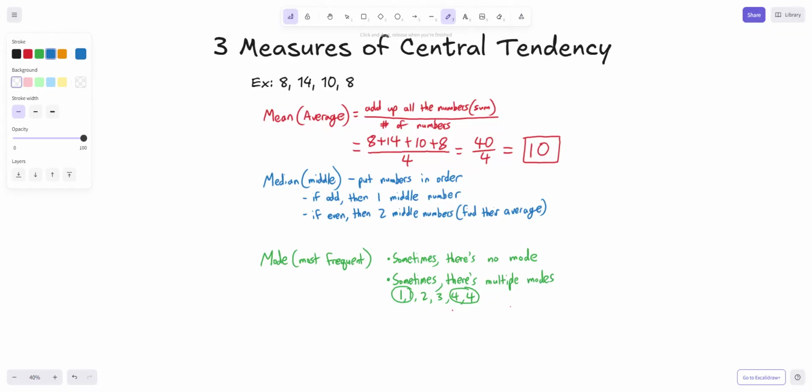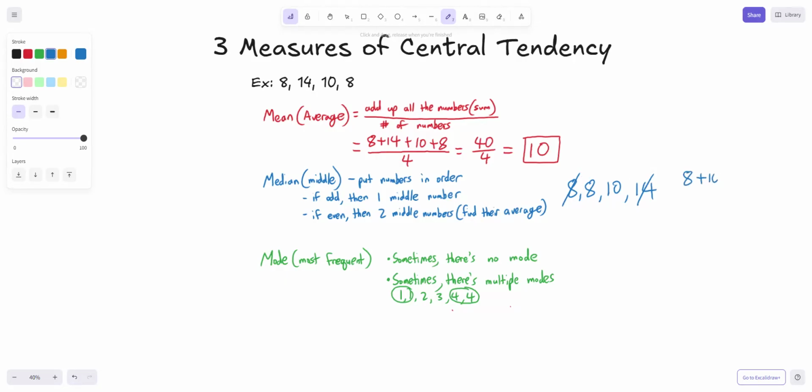Again, first step, put them in number order. So we have 8, 8, 10, and 14. Then I'm going to cross out the smallest and the largest until I have 1 or 2 middle numbers. Here I have 2 middle numbers left. So I need to find their average.